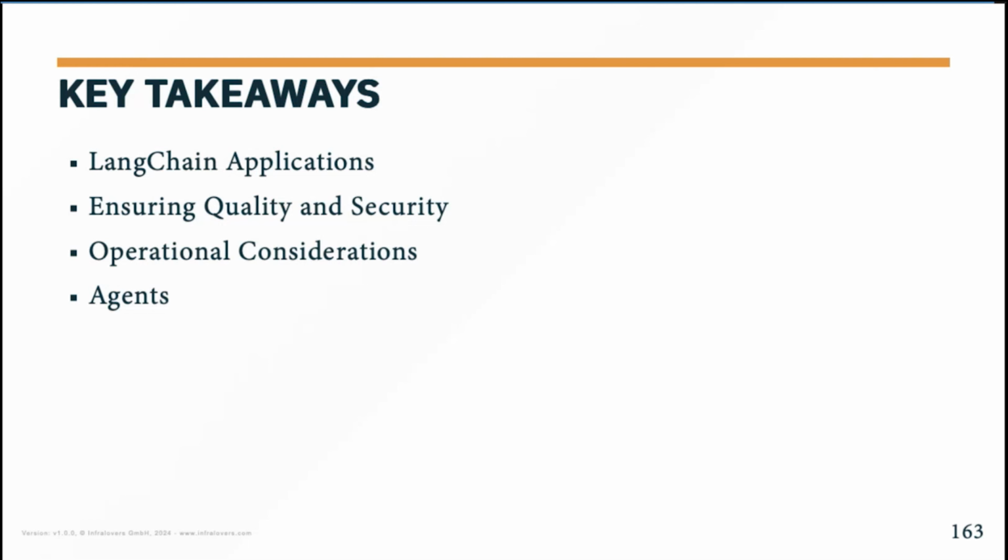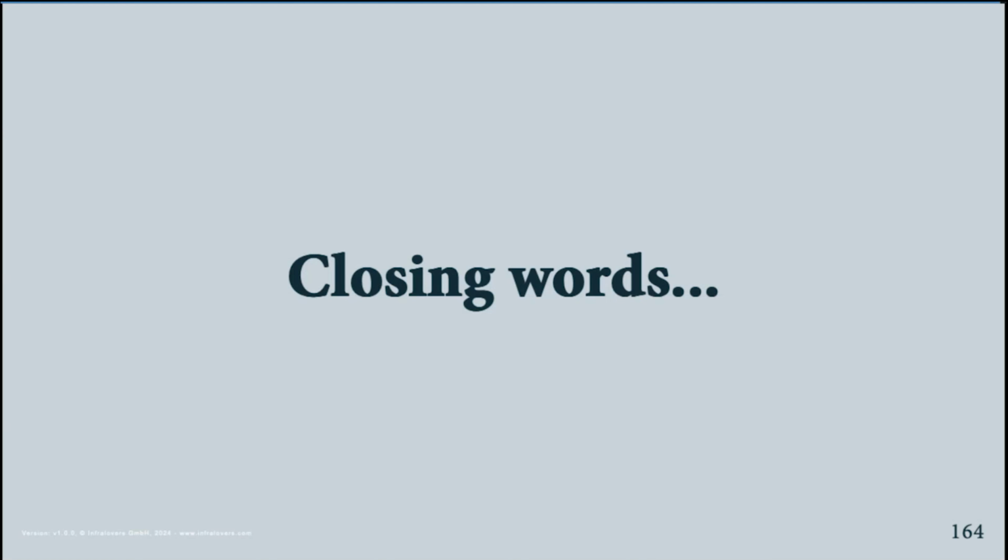Also, we considered some operational considerations where we covered cost management, API limits, caching strategies, but also performance monitoring to ensure that our app is scalable and efficient. And last but not least, we explored agents, which are autonomous systems capable of performing complex multi-step workflows and how they can revolutionize task automation or decision making.